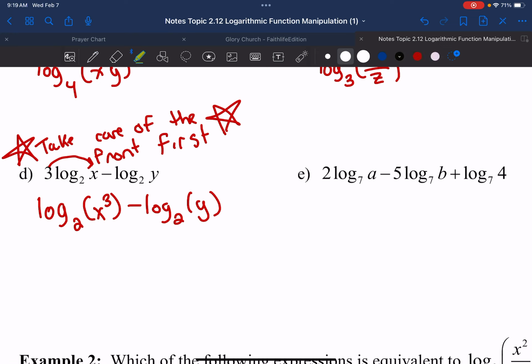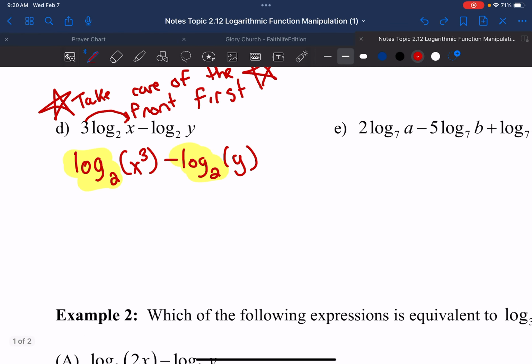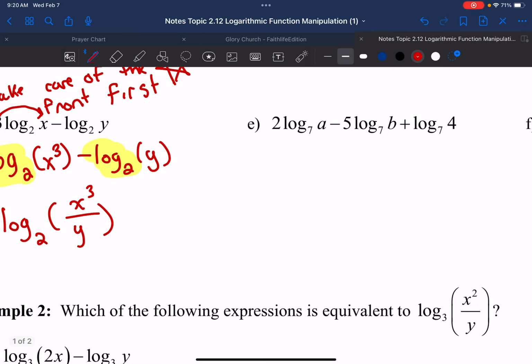Because the reason why I'm doing that is this and this have to match. Right now, like before, that 3 there doesn't match. It's 3 times log 2, but now I've got log 2 and log 2. So when I look at this, I can rewrite this with division now. Sorry, I've got log base 2, x to the third is going to be on top and y on bottom. Same thing with all of these.